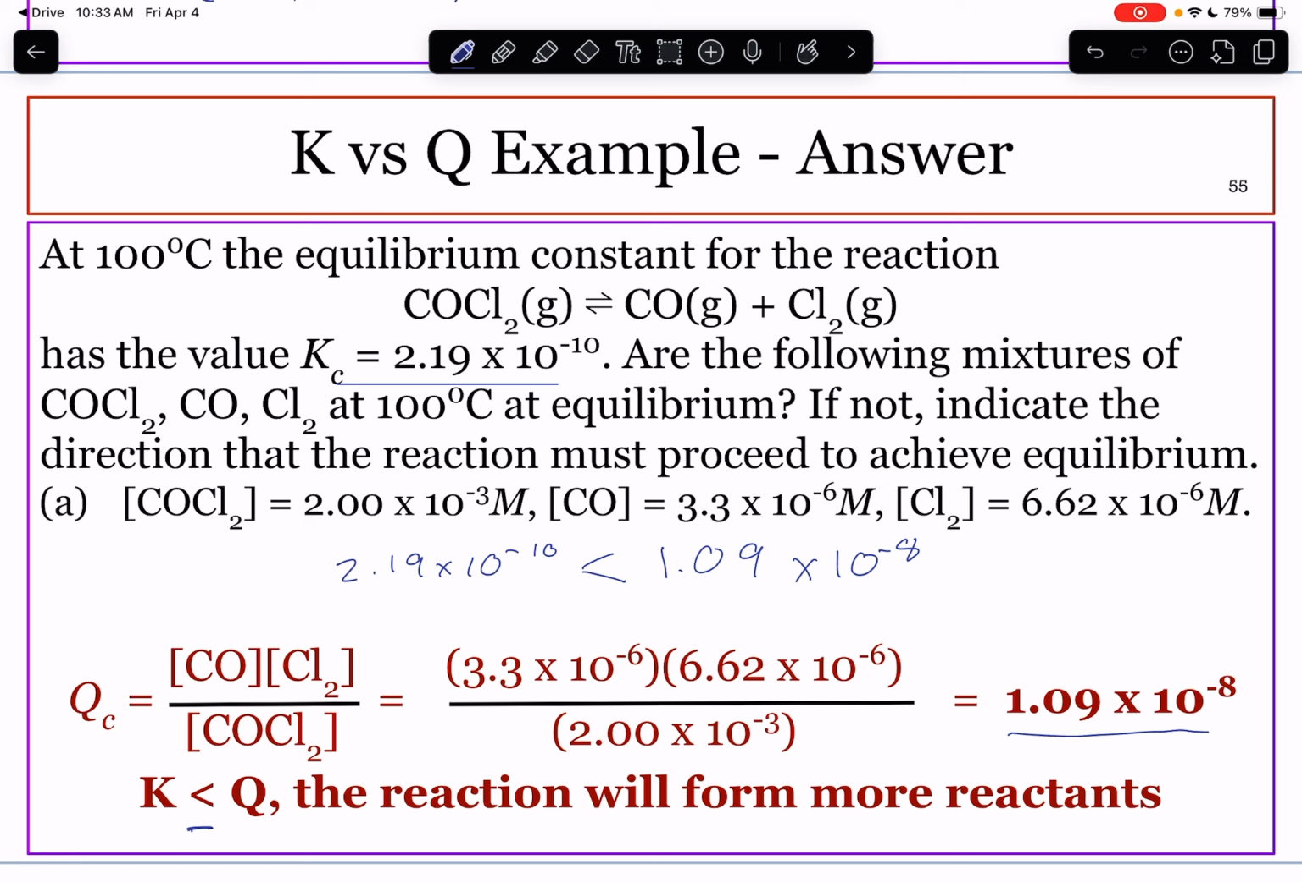That means the reaction will form more reactants in order for Q to then equal K, because reactants are in the denominator. We need more reactants. We need this value to get lower down to K, because nature wants the value to be at K. So the scenario of system A here is not at equilibrium.